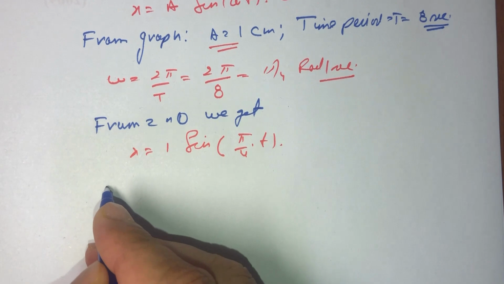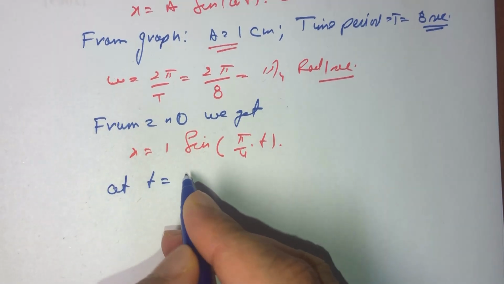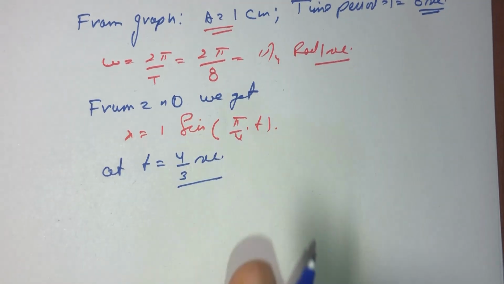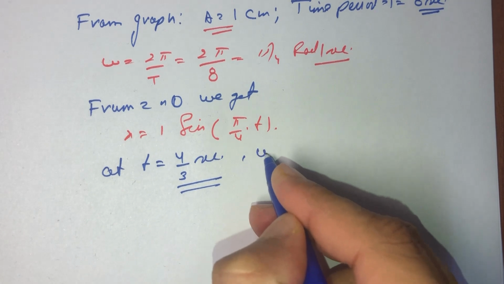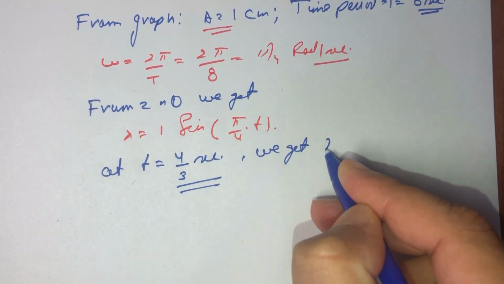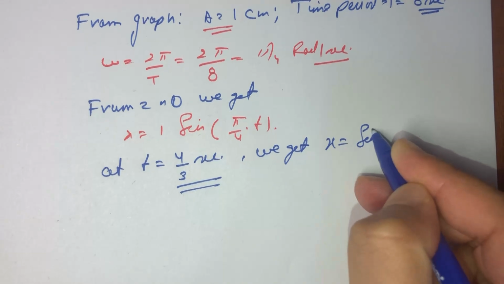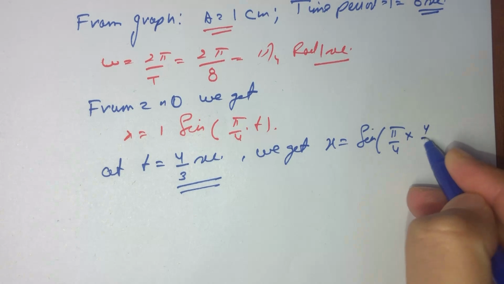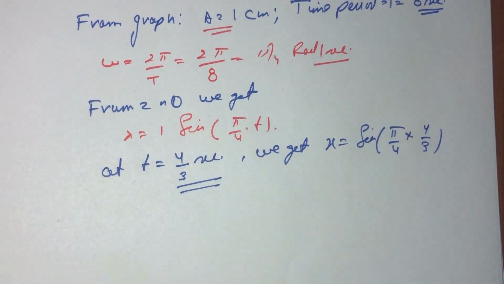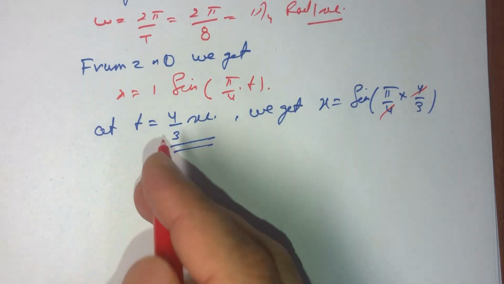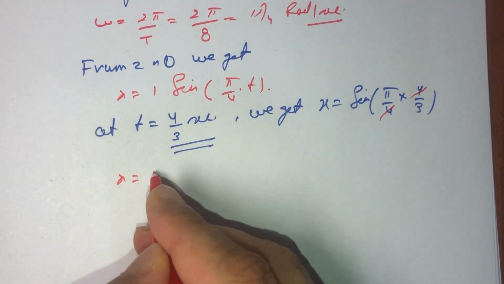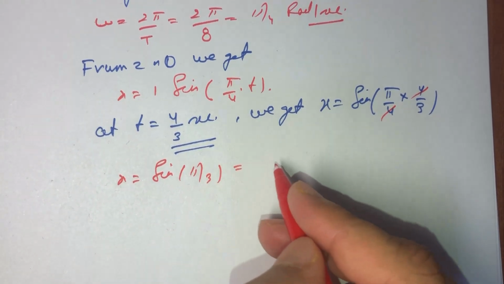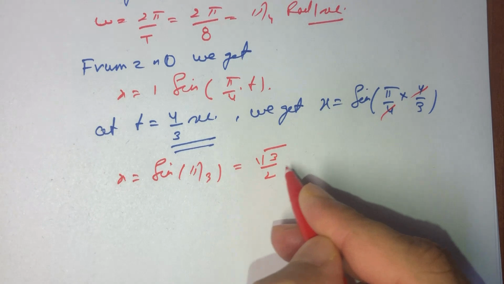So we can say at t is equal to 4 by 3 seconds, we get x is equal to sine of pi by 4 multiplied by 4 by 3. 4 and 4 cancel out, so we get x is equal to sine of pi by 3, which is equal to square root of 3 by 2 centimeters.